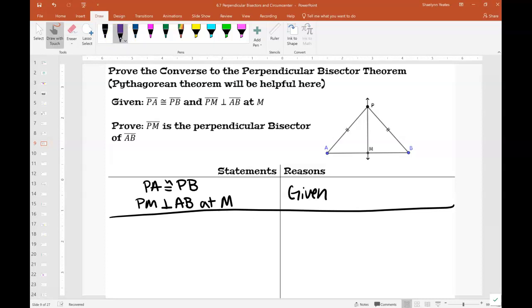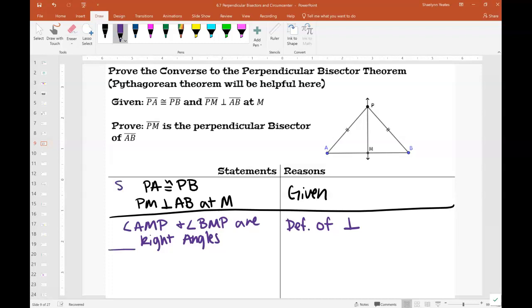So I know that this line is congruent to this line, and I know that this is going to be perpendicular. So if I know that they're perpendicular, then I know that angle AMP and angle BMP are right angles. And that is just using the definition of perpendicular. Fantastic. And they're perpendicular to M. That is literally the only information I know other than this side is already there.